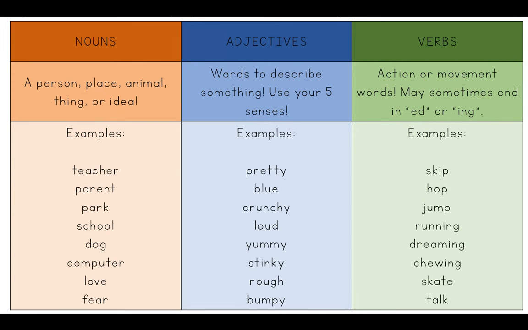Adjectives are words to describe something. We tell the kids to use their 5 senses. Some examples are pretty, blue, crunchy, loud, yummy, stinky, rough, and bumpy. And then we have verbs. Verbs are action or movement words, and they may sometimes end in ed or ing. Some examples are skip, hop, jump, running, dreaming, chewing, skate, and talk.